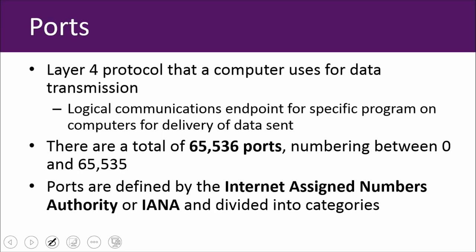All right. Another construct of the TCP layer, or layer 4, the transport layer, is ports. Ports are used for sending and receiving data transmission, right? All that ports are is they're like little doorways that are dedicated to specific programs or specific types of data and protocols. There are a total of 65,536 ports. They're all numbered between 0 and 65,535. That's a lot of ports to remember.